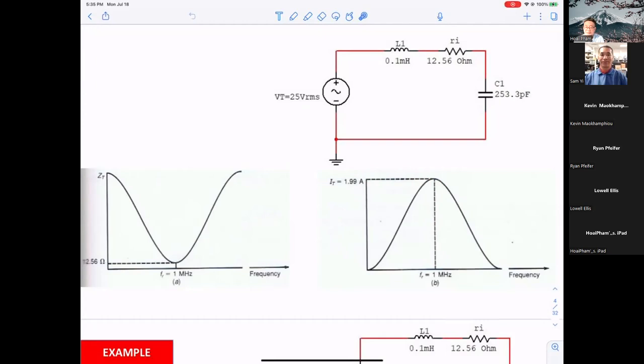Okay, so those are the two displays at resonance: what the total impedance equals and what the maximum current equals. Okay, any question?